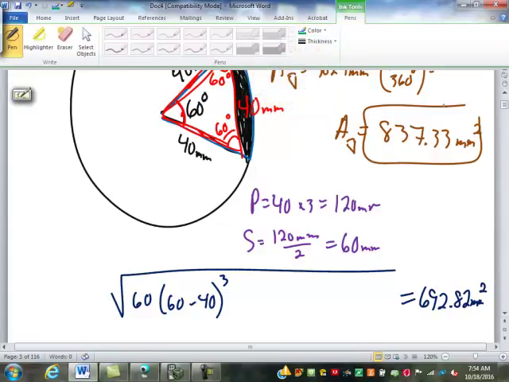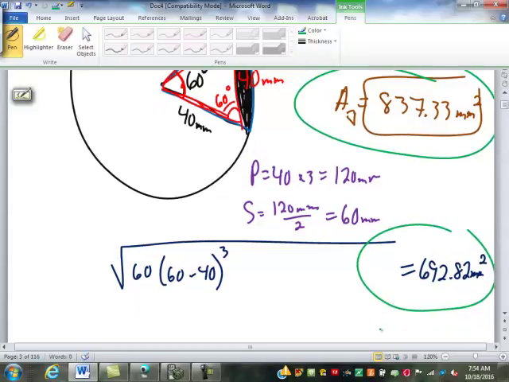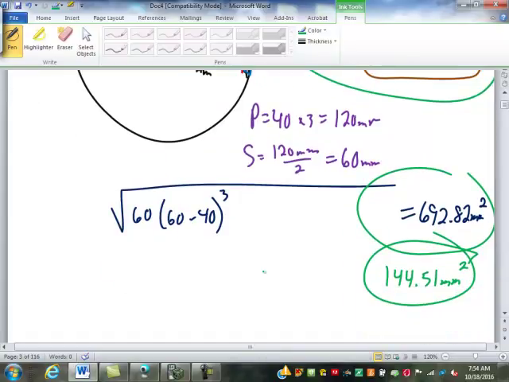So now I'm going to subtract this minus this, which is going to give me 144 point what? 51 millimeters squared. Anybody get that? How many of you were on your way to that if I'd have given you more time?